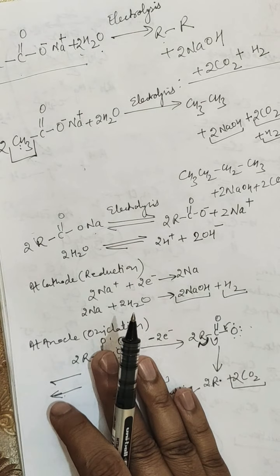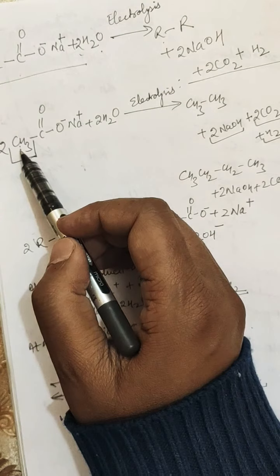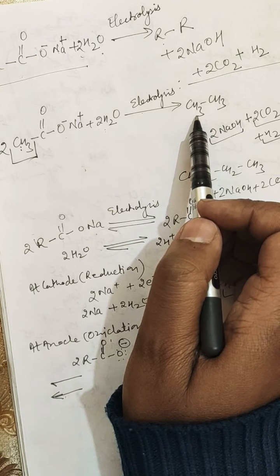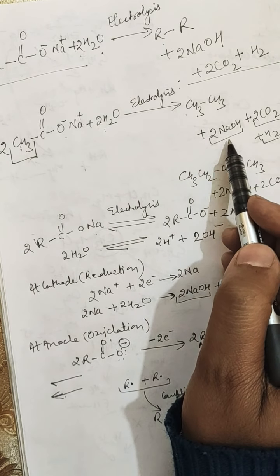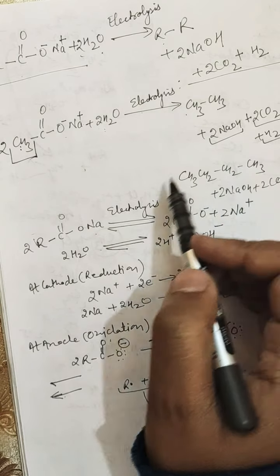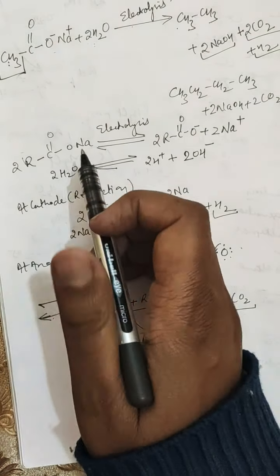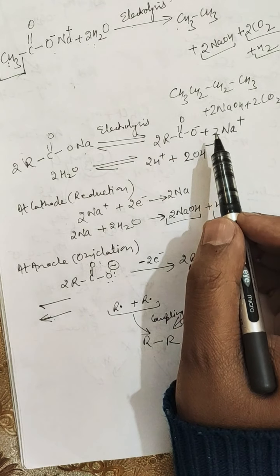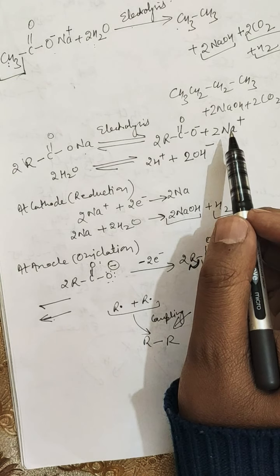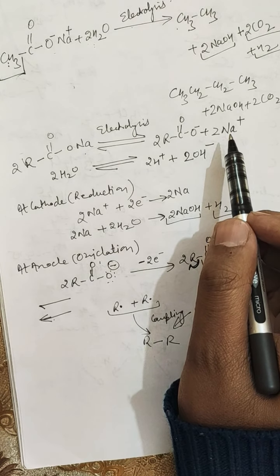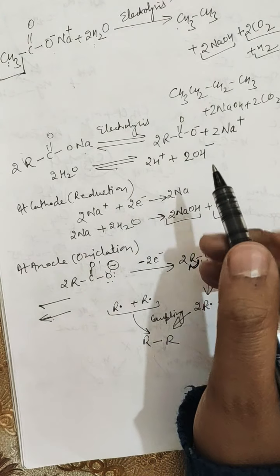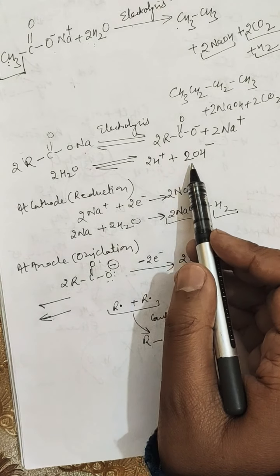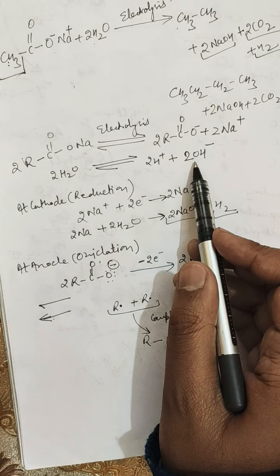For example, if there is sodium acetate, aqueous sodium acetate, when electrolyzed, it results in the formation of ethane plus NaOH plus CO2 plus H2 gas. And this is the mechanism of this reaction. First of all, when the salt is electrolyzed, it results in the formation of carboxylate anion plus two sodium positive cations. And further, when water is electrolyzed, it results in the formation of two protons plus two hydroxyl anions.